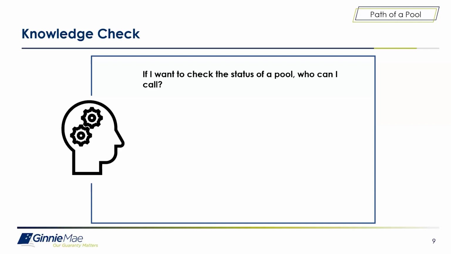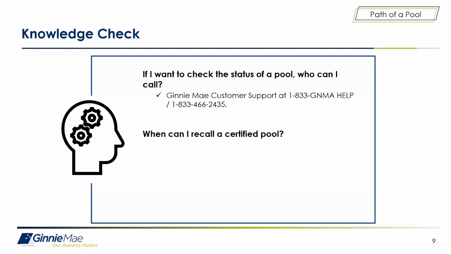I think if I press enter on that, something comes up. There we go. GenMay customer support at 833-GenMay-help. And that's 833-466-2435. Okay, you can just press enter again.